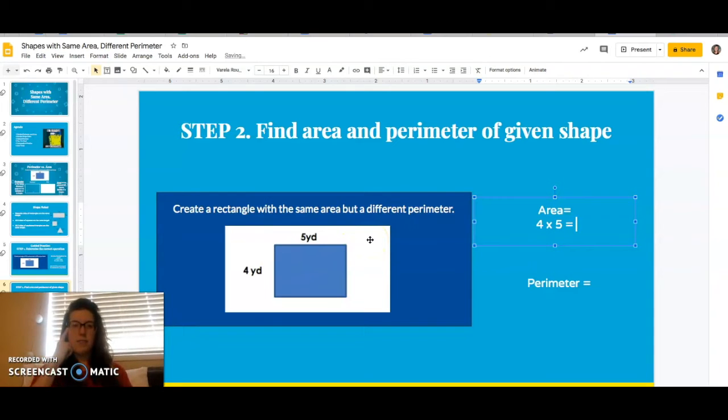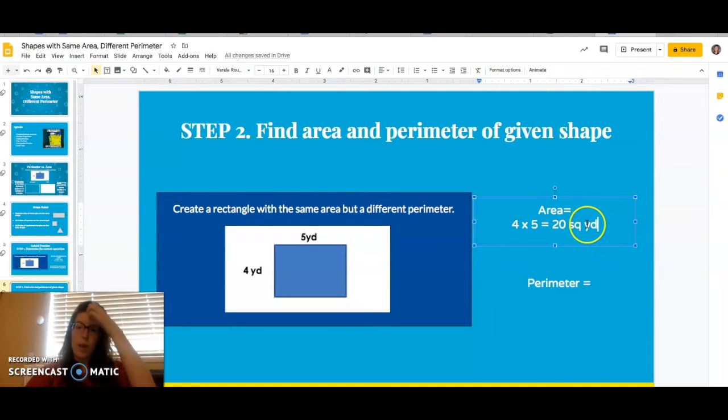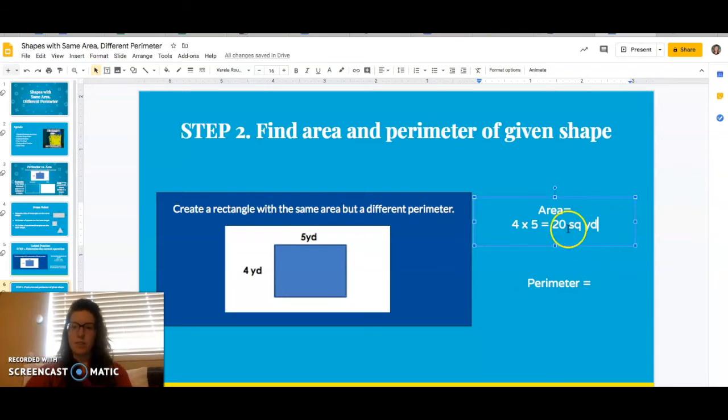4 times 5, 4, 8, 12, 16, 20. That's 5 fours. So 20, and then am I done? No, I can't forget my label. In units for area, we always say square units, so square yards. Awesome.